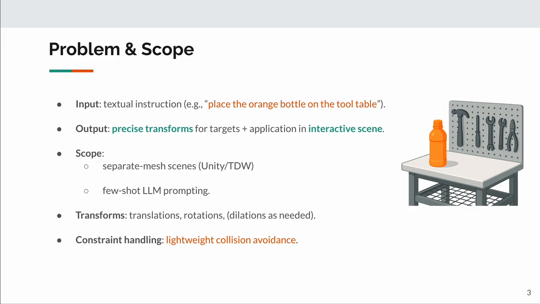So what is the problem that we are going to solve? Given a textual instruction such as place the orange bottle on the tool table, our system must output the exact 3D transformations by means of translation, rotation, and sometimes scale, and apply them interactively in a scene. We're going to work with separate mesh scenes in Unity and the TDW environments, and we're going to exploit few-shot LLM prompting. In addition to this, we propose a lightweight collision avoidance manager that helps us maintain realism.